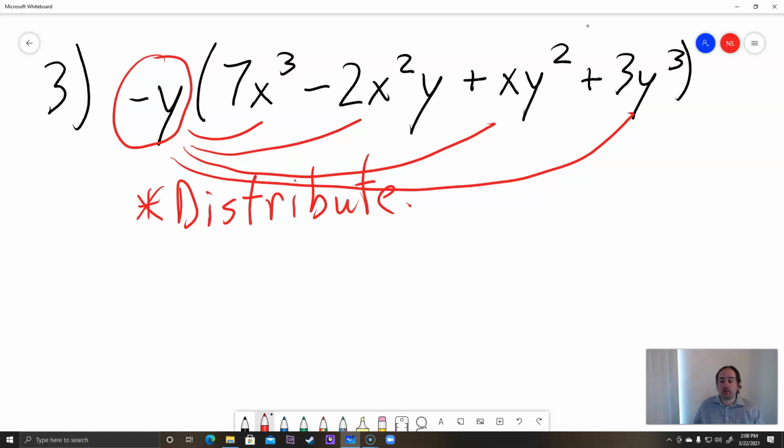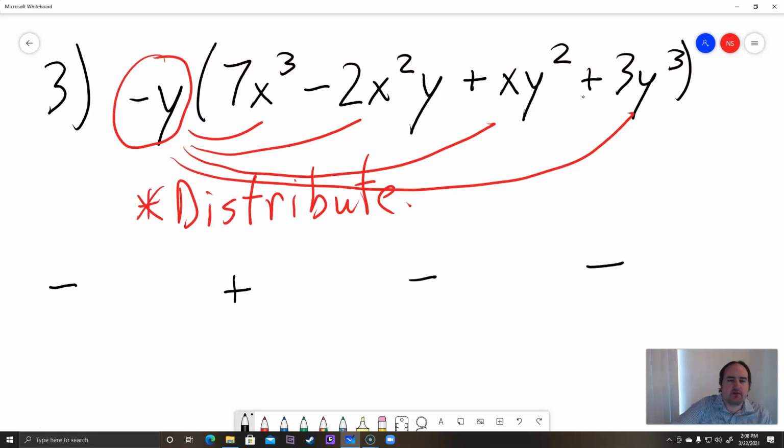Well, first of all, when we're distributing the minus, basically all that's going to do is it's going to switch all the signs. So right now, the signs are plus, minus, plus, plus. If we switch all of those signs, now it's going to be minus, plus, minus, minus. Okay, so let me write that down. Minus, plus, minus, minus. Okay, and I left myself lots of room to write everything, hopefully.